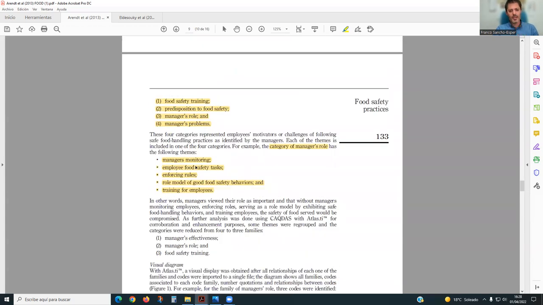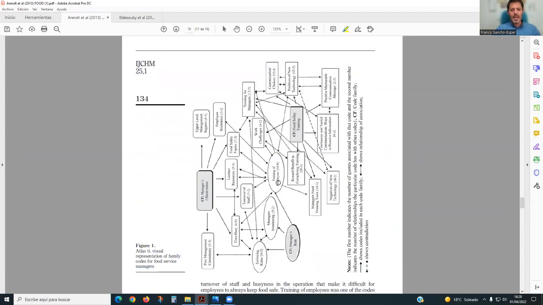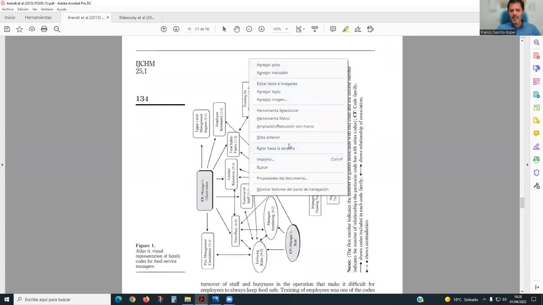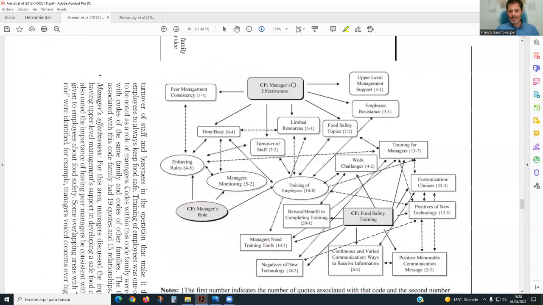Once they have done this, they have categorized, what they do is a visual diagram. Atlas.ti, this is what we are going to see in the next practice, in practice number 6, organizational level, the analysis with an organizational level. Atlas.ti allows creating a visual diagram of relationship between the different codes and family of codes. This is what they have done here. It seems a little bit complex, it is, but they have explained the different relationships they state. I'm going to rotate the screen so you can see better what is a visual diagram in Atlas.ti.